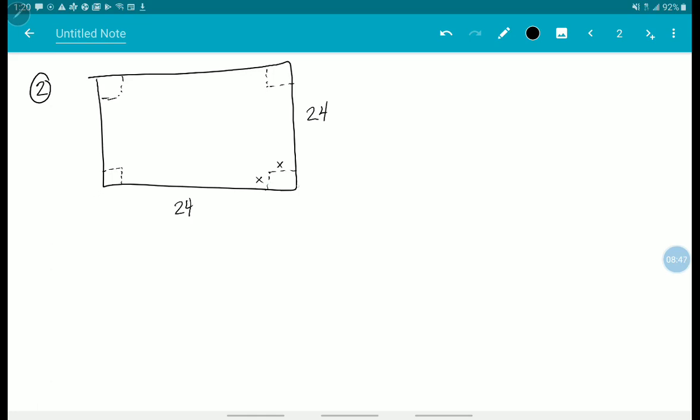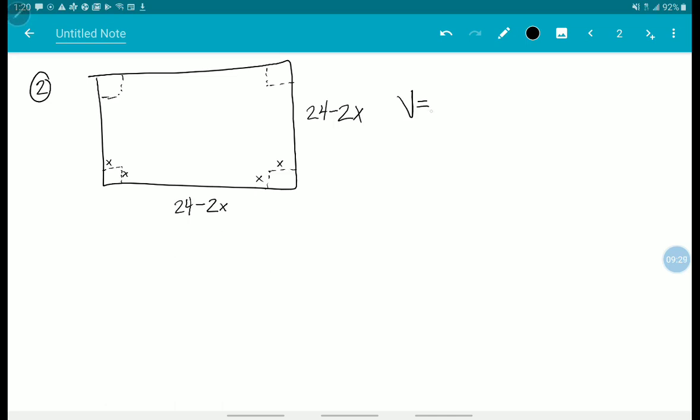So if this was originally 24 inches and we cut out a piece here that's of length X and a piece here that's of length X, then this new length is now 24 minus 2X. It would be originally 24, and then we're taking this piece off and taking this piece off. This side would be the exact same way. So we would cut this piece off and this piece off, which would also be 24 minus 2X. That's going to leave us with a box. It's not going to have a top.